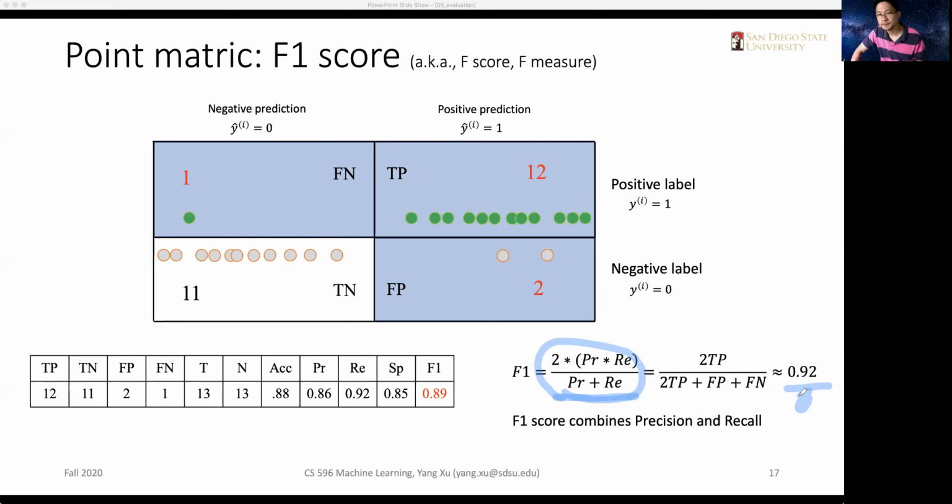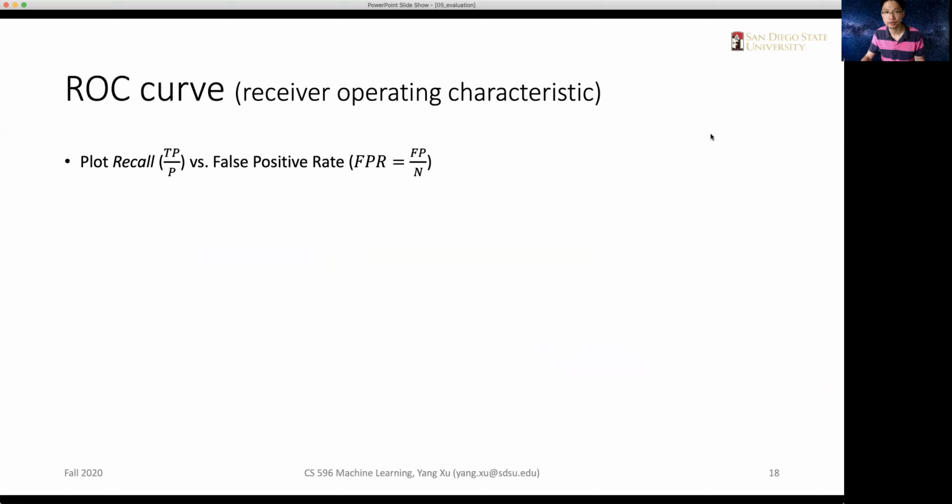If either precision or recall is low, then the F1 score will not be that high. So this is a more comprehensive score, and it summarizes the overall performance better than the accuracy score. It turns out that this F1 score or F measure is one of the most commonly used metrics when evaluating machine learning models.